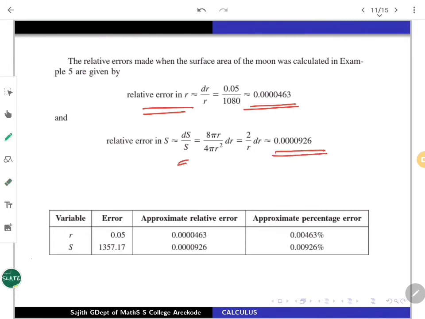You can find out the percentage error also in both cases. What you have to do is out of 100. So just multiply by 100 and that will give you the percentage error. So it will be a very clear picture. So in this problem, while looking at r, you have an error committed like this. The approximate relative error is this times 100, I mean dr by r into 100. That actually gives you the percentage, and you will be getting it like this. And about S also you can look at it like that.